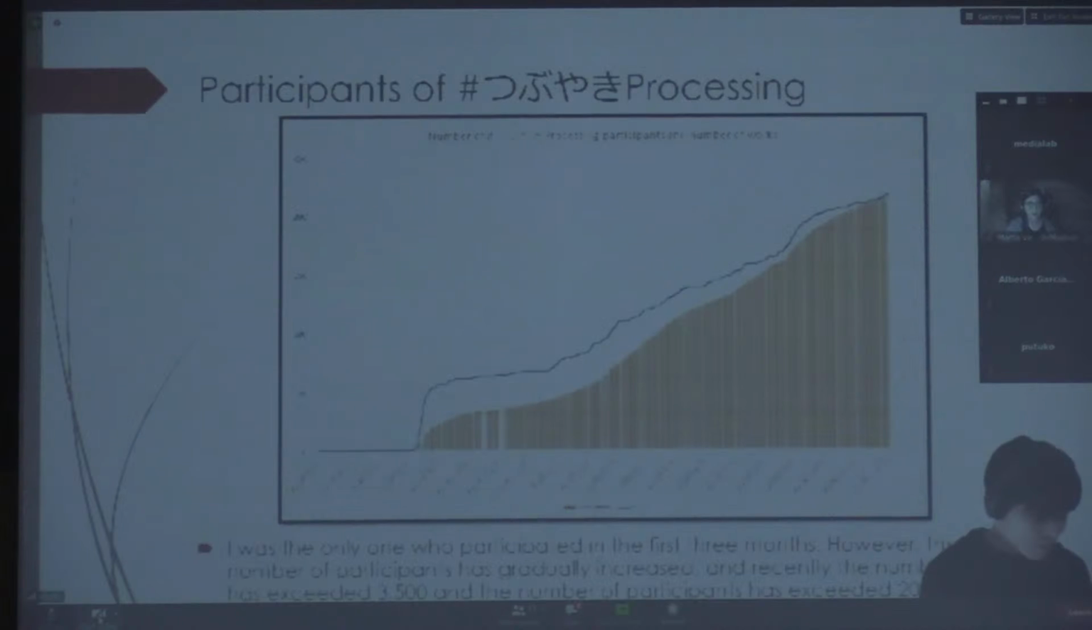And also, if you look at this blue curve at the same time, this is the participants. I think it's the unique users on Twitter who are using this Tweet Processing tag, and that also started to become more and more. And right now, more than 200 people have tweeted Tweet Processing.